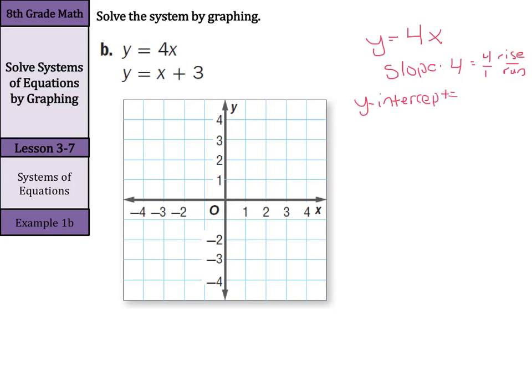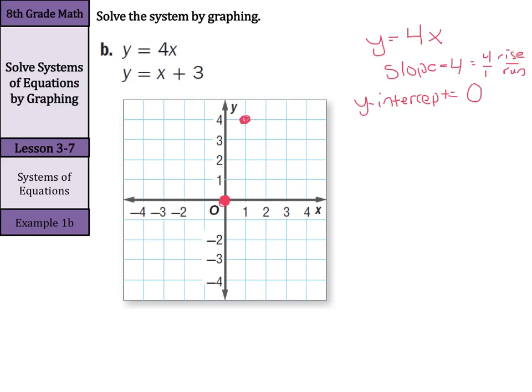Well, y equals 4x. 4x plus what? Well, 0. So our y-intercept is actually 0. So we can graph our point at 0, 0 for our y-intercept on this equation. And our slope is 4, so we're going to rise 4 and run 1. So from our starting point, which is our y-intercept, we will rise 1, 2, 3, 4, and run 1.